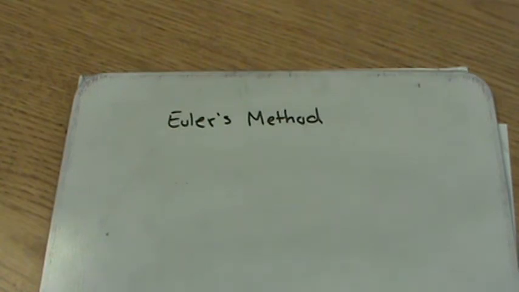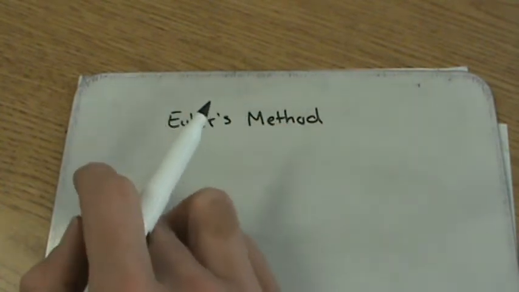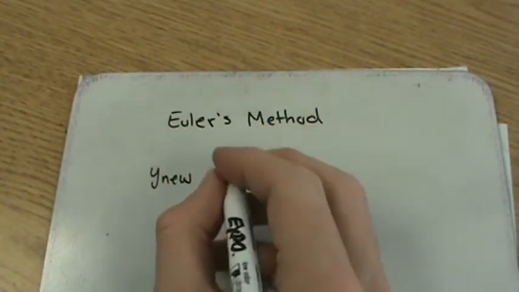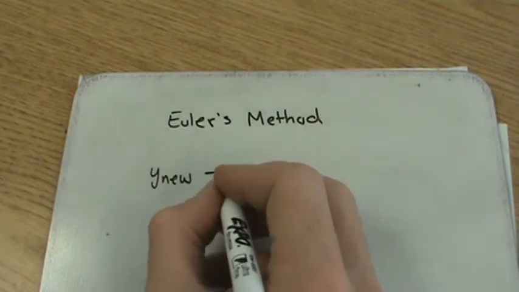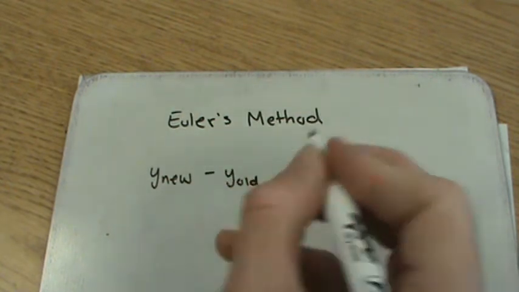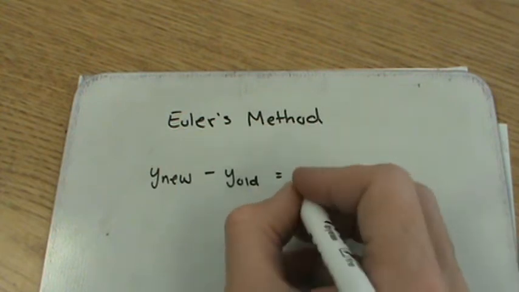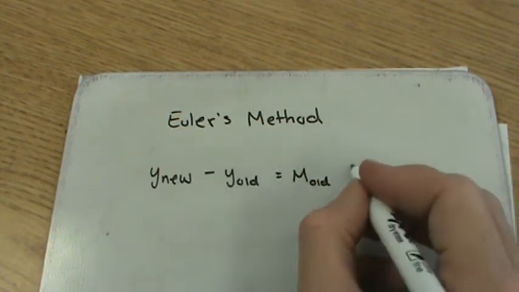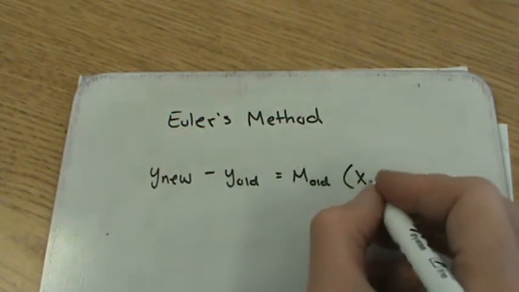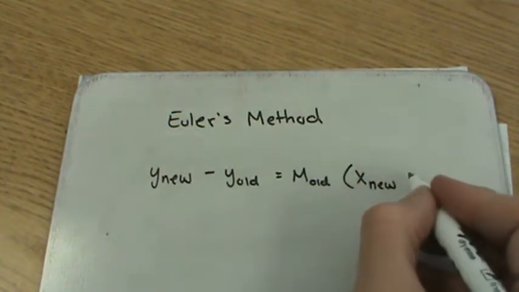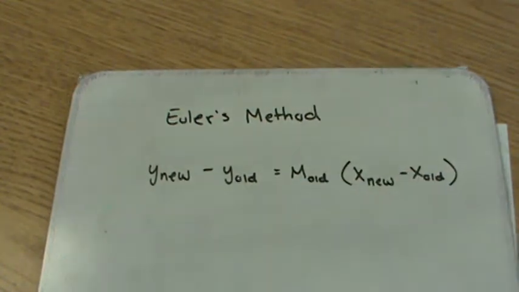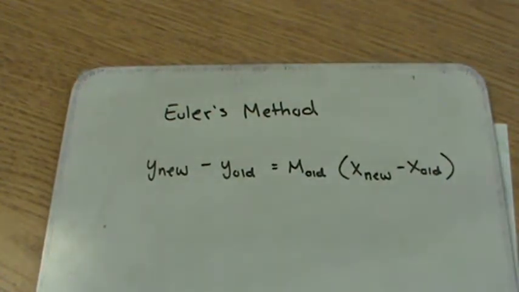So the thing that we need to know is this formula. y new minus y old equals m old, and yes, that spells mold, times x new minus x old. This is the key for Euler's method.